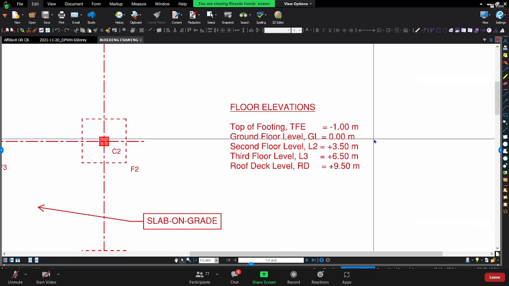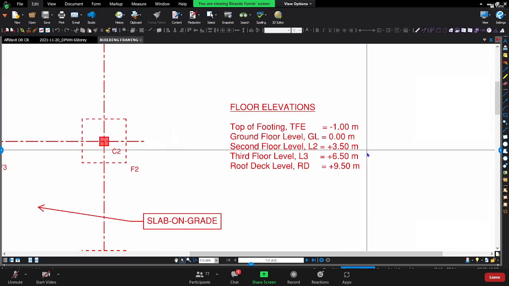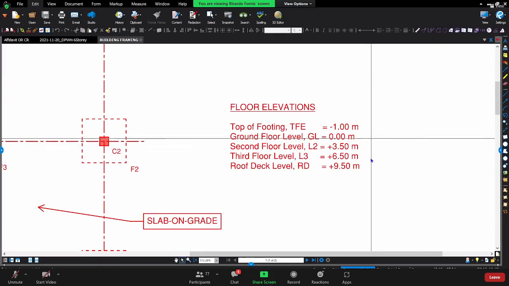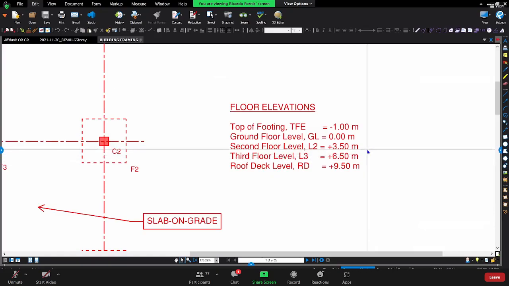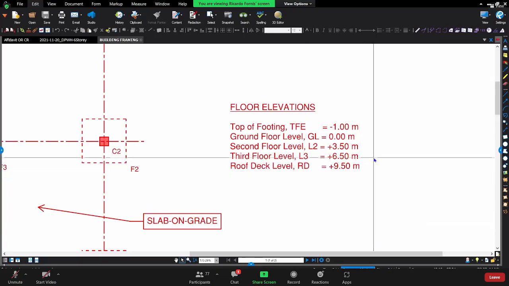And then the grade level is assumed at 0 elevation. So this will be a reference. So the second floor level will be 3.5 meters above the ground level. And then the typical third floor and roof deck will be at 3 meters. The story height will be 3 meters each. So you have plus 3.5 plus 3, you have 6.5, and plus 3, you have 9.5 for the roof deck.